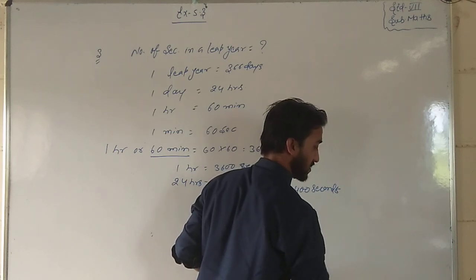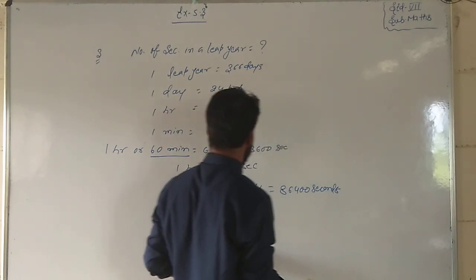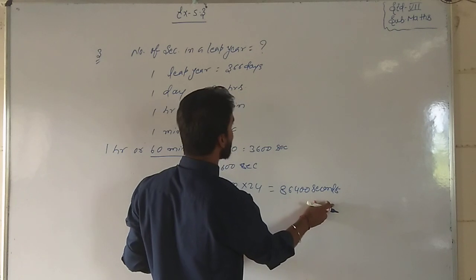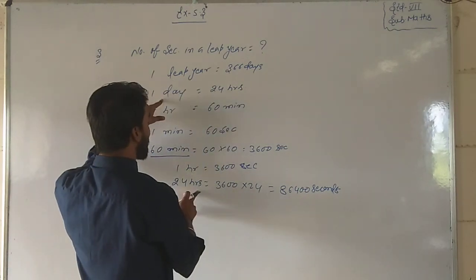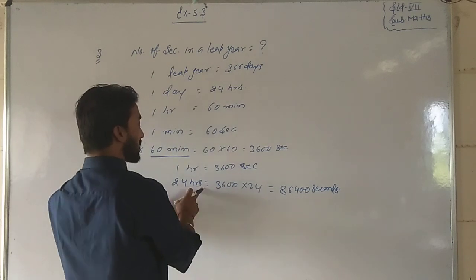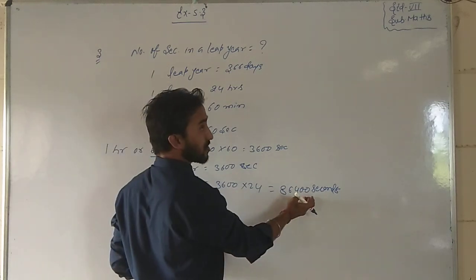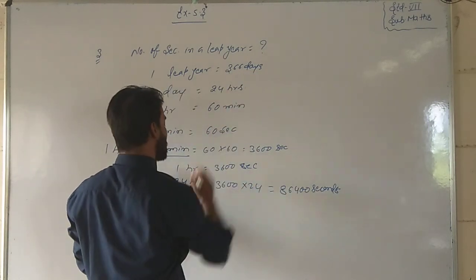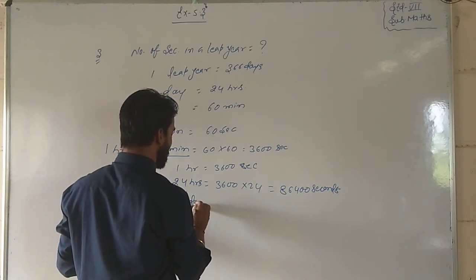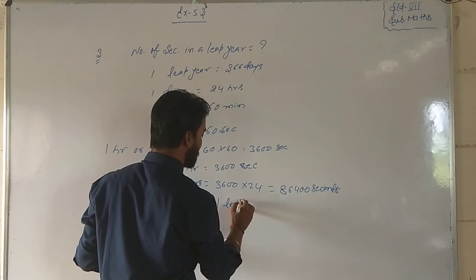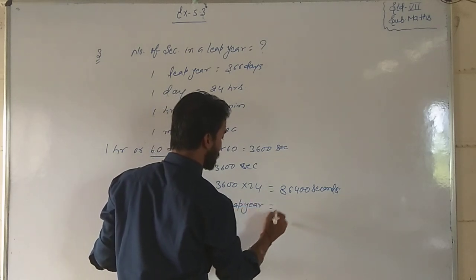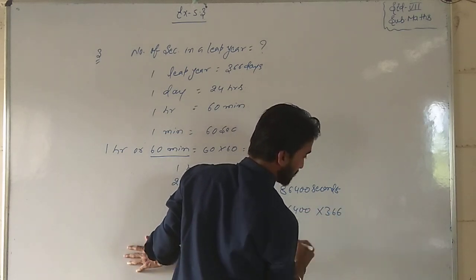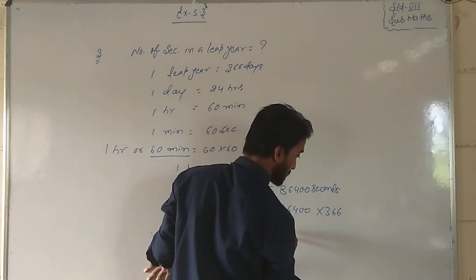Students, it's very simple. Only you have to calculate it carefully. So, if 24 hours is equal to 86400 seconds, then 24 hours is equal to 1 day. It means 1 day is equal to 86400 seconds. Then if 1 day is equal to this much, then 366 days, which is 1 leap year, is equal to 86400 multiplied by 366. What will the answer become, students?